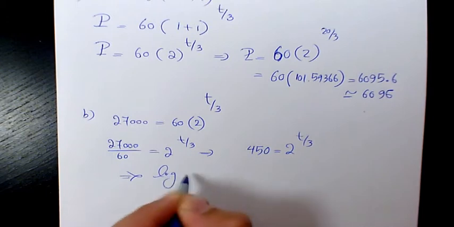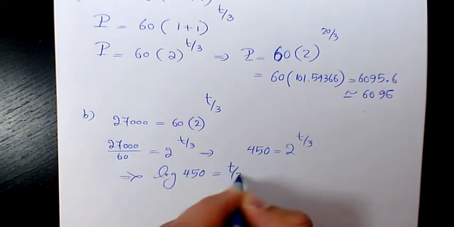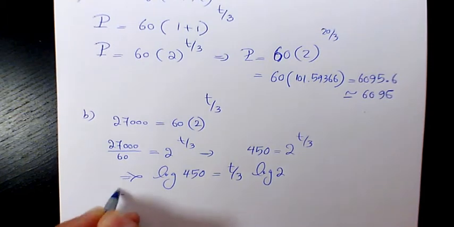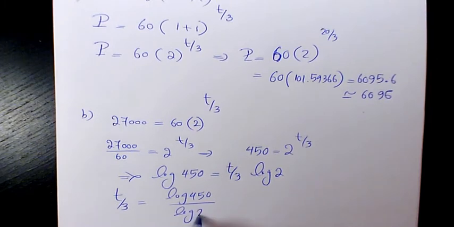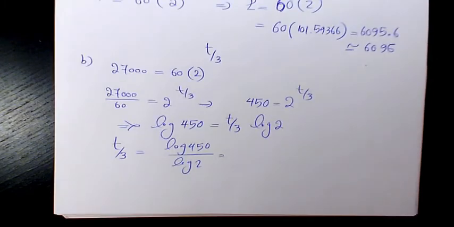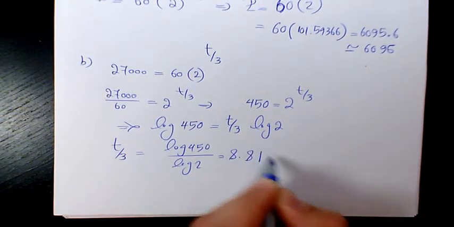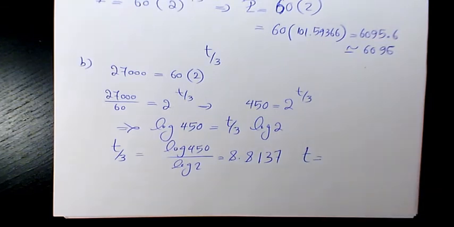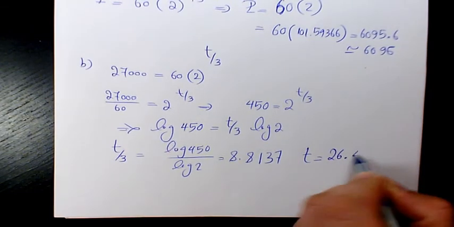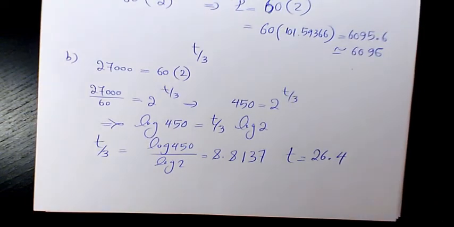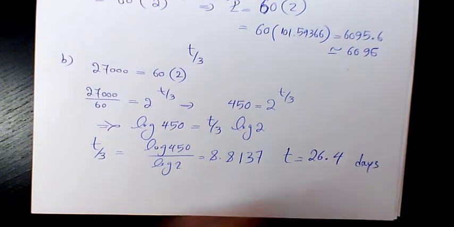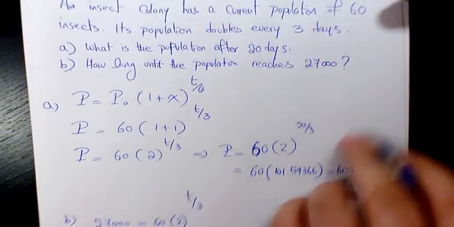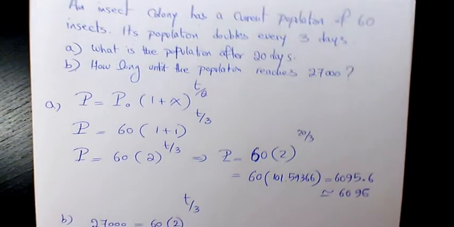So we take the log of both sides. Then t over 3 is going to be log 450 divided by log 2, which is going to be 8.8137. So t will be this times 3, 26.4. So it means that after 26.4 days, the insect population is going to go from 60 to 27,000.